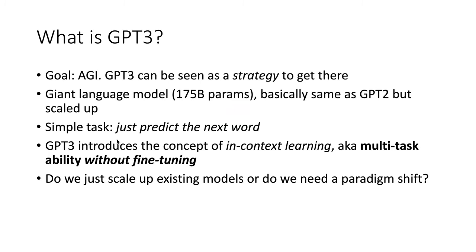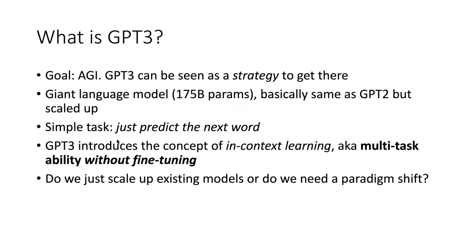GPT-3 is simply a language model, a giant language model that has 175 billion parameters, but it's still just a very simple language model. If you're familiar with GPT-2, it's the same as GPT-2, just scaled up. I forgot how many parameters GPT-2 was, but orders of magnitude less than GPT-3. They tweaked a few things that I'm going to go over, but it hasn't changed since GPT-1, basically. It's the same basic architecture, and the task is the language model task, which is just predicting the next word.